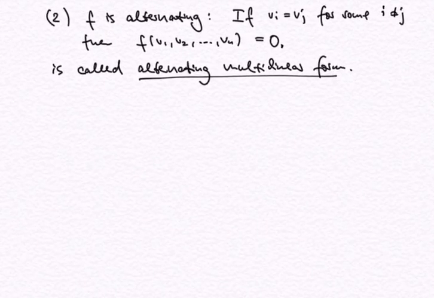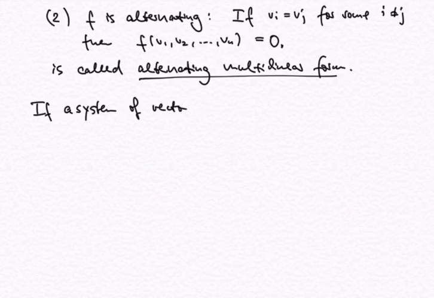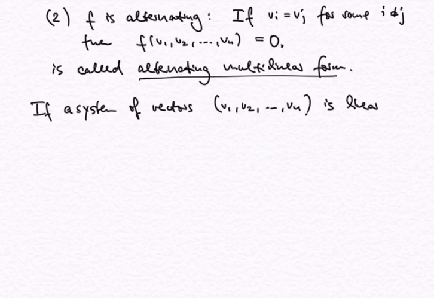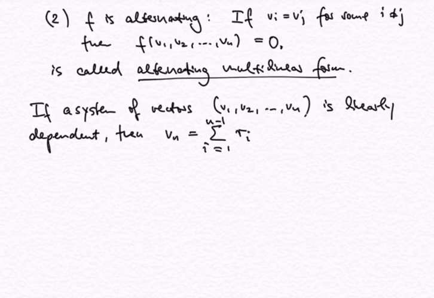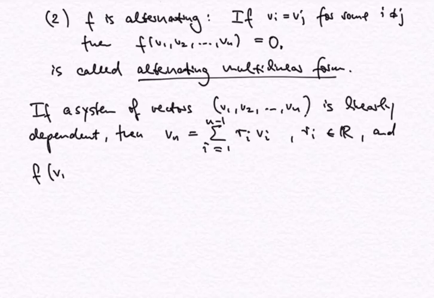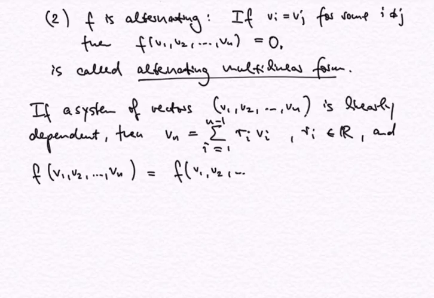First fundamental observation about alternating multilinear forms. Let's take a system of vectors that is linearly dependent. Then I can write any vector, but let's, without loss of generality, assume the last one, as a linear combination of the others, so the first n minus 1. And this means that if I evaluate my alternating multilinear form, I can replace now the last vector with this linear combination, of course.